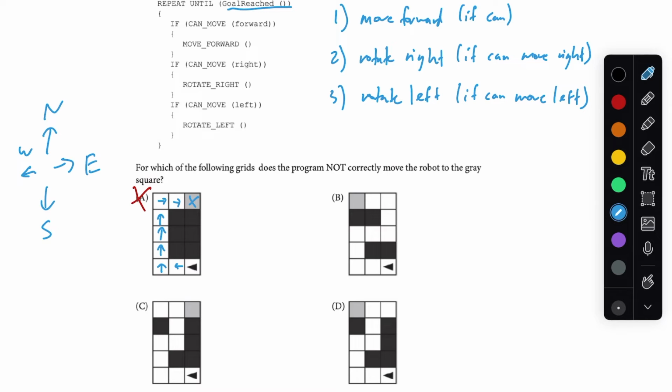So we're starting facing the same way, we're facing west. Once again, we're going to move forward because we can't move right or left. We're going to move forward again after that. Now we can move right, so we're going to rotate ourselves so we're facing north. Then we can't move left, so we're going to go forward. We can't move right, we can't move left, so we're going to move forward again. Now we can move to the right, so we're actually going to rotate to the right.